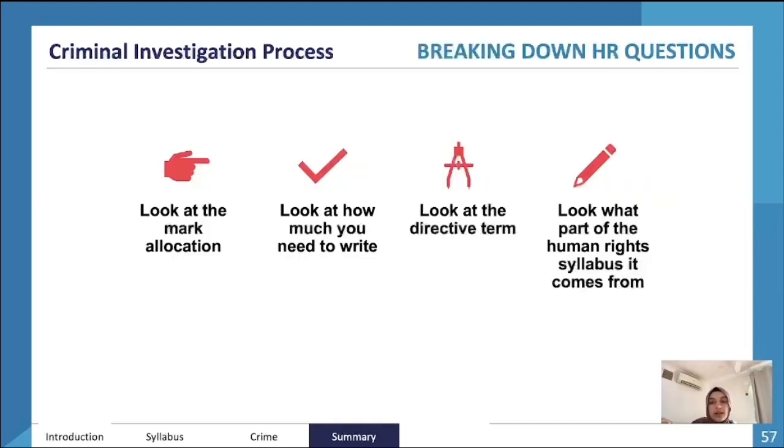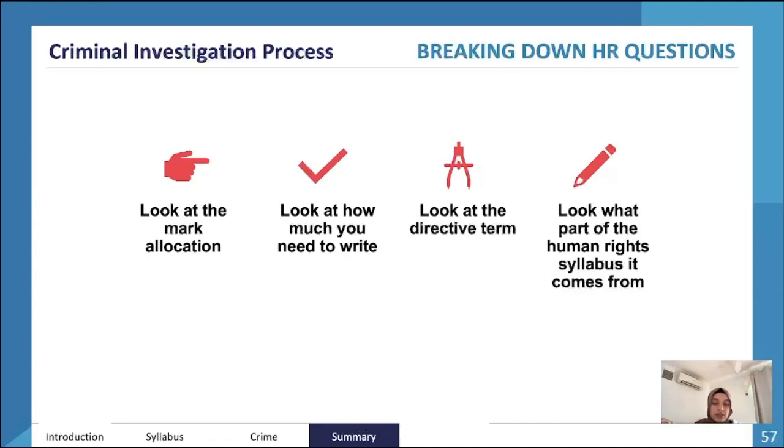Breaking down human rights questions. So first of all, look at the mark allocation. How many marks are allocated? This is a really good indication of how much you should be writing. Look at how much you need to write. You're given the lines. Those lines are there as a guideline as to how much you should be writing. Please don't go way over and please don't go under. Try and make it as similar as you can to the amount of lines given. If you go over, you're wasting time. If you go under, you're probably going to not get the full marks, okay?